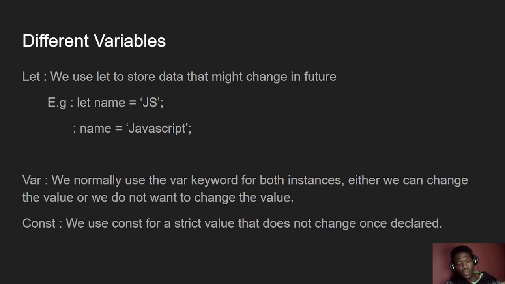So if we try to redeclare the name, let's say we say our const name is equal to JS, right? And then we try to say name is equal to JavaScript. Now it will give you an error because we are trying to redeclare, so it is not allowed with the const word. So it is a strict value that does not change.